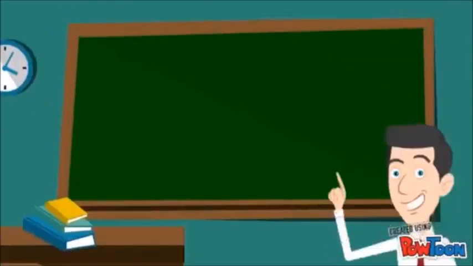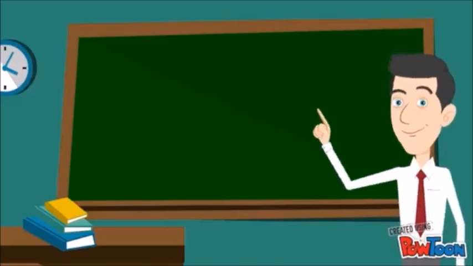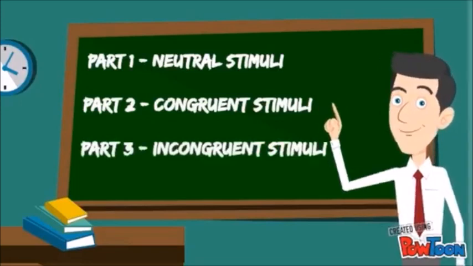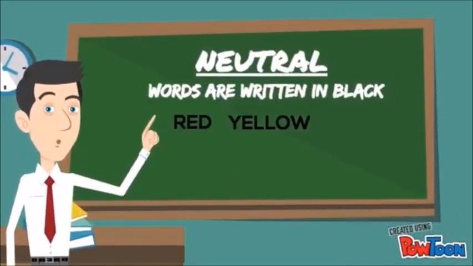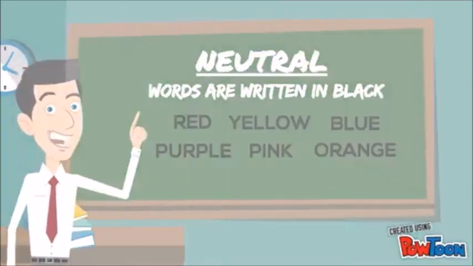So let me explain to you how the test worked. As you saw, the test consisted of 3 stimuli: a neutral stimuli, a congruent stimuli, and an incongruent stimuli. The neutral stimuli that I presented was when the words were written in a plain black color and the participants were asked to simply read the words.